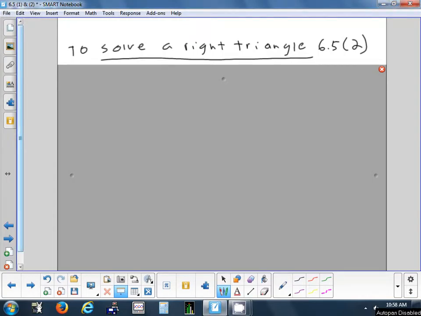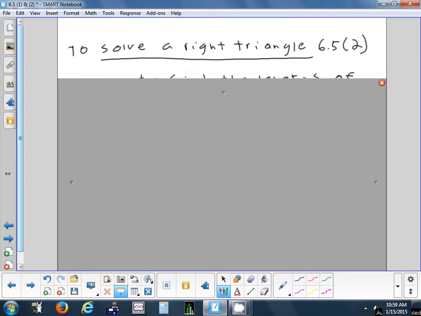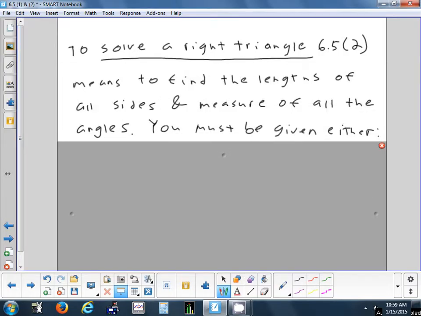So yesterday we started section 6.5 looking at right triangles. We defined all the trig functions using the terms opposite, adjacent, and hypotenuse. And today we're going to use that to solve triangles. Okay, so the idea of solving a triangle basically means you're going to find out how long all the sides are and how big all the angles are.